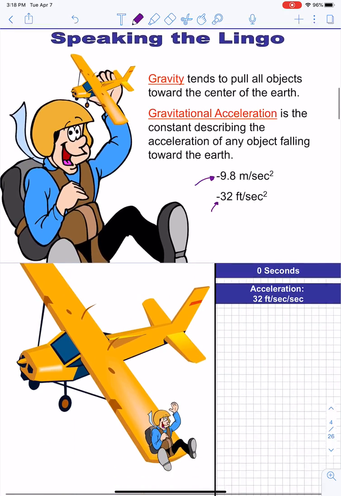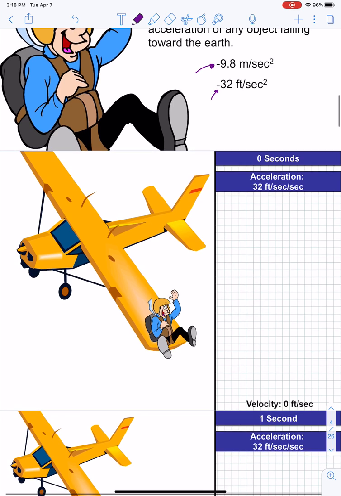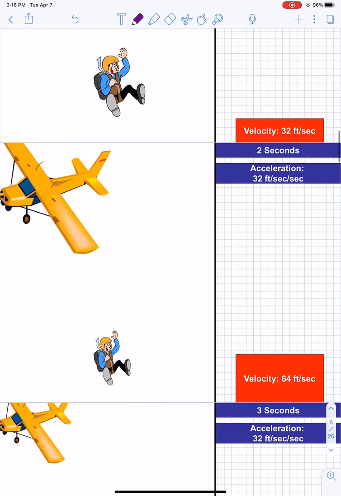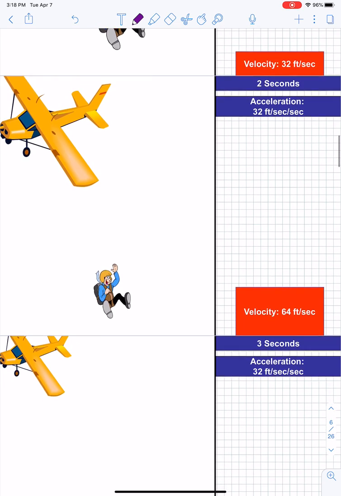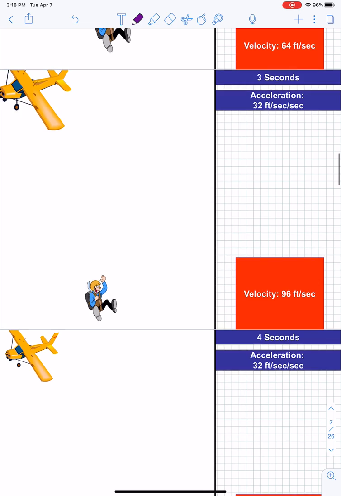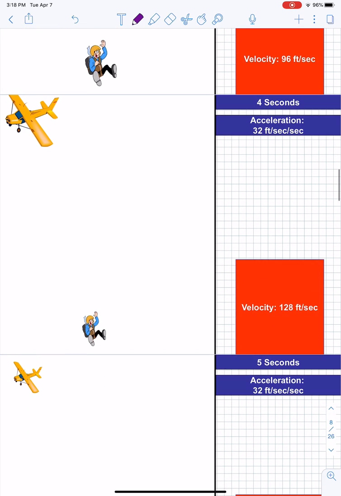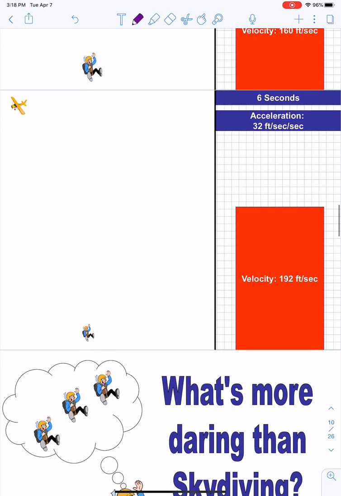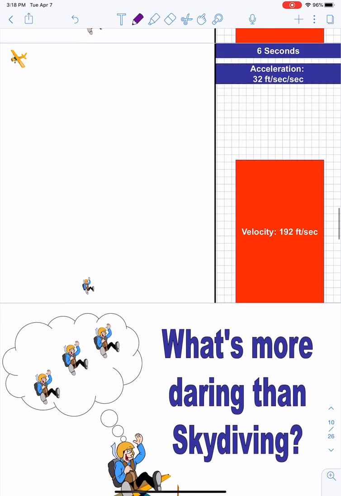So kind of if you're jumping out of a plane, you first start, and after the first second, you're going a speed of 32 feet per second or 9.8 meters per second. And then you start going faster and faster, 64, 96, 128. That's why if you drop something really from a high location, it can get going really fast by the time it hits the earth. That's one example of gravity.